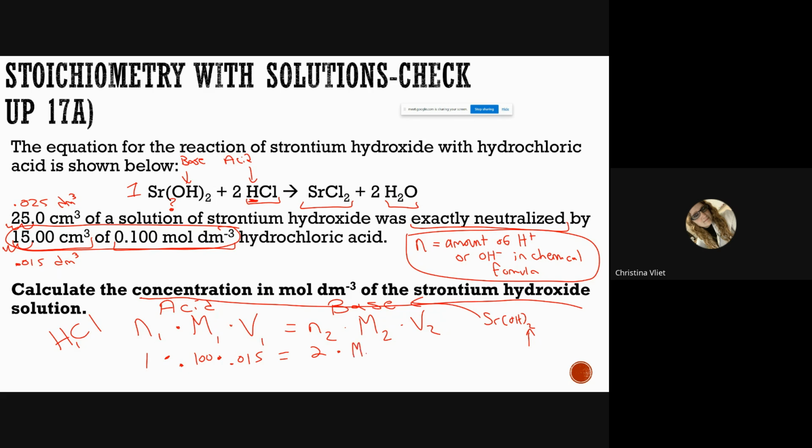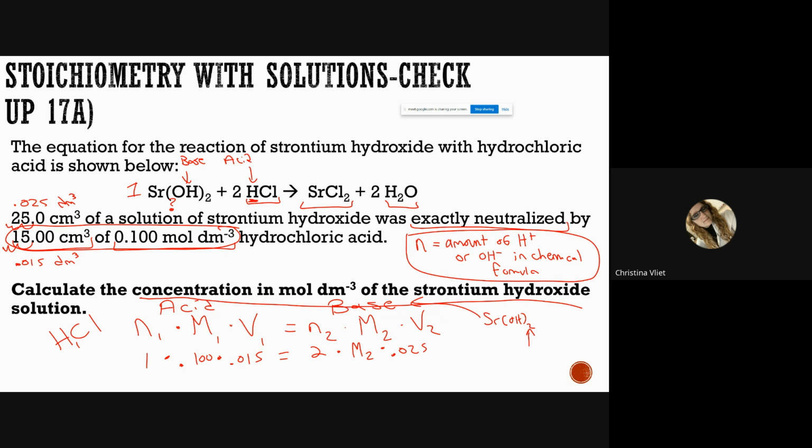What is the N? The N is how many OH minuses or how many H pluses you have in the chemical formula, because remember the moles of H plus have to equal the moles of OH minus at the end when you work out the equation. And then V2 is 0.025. Now solve for M2. See if you can do it. You gotta work out the math now.